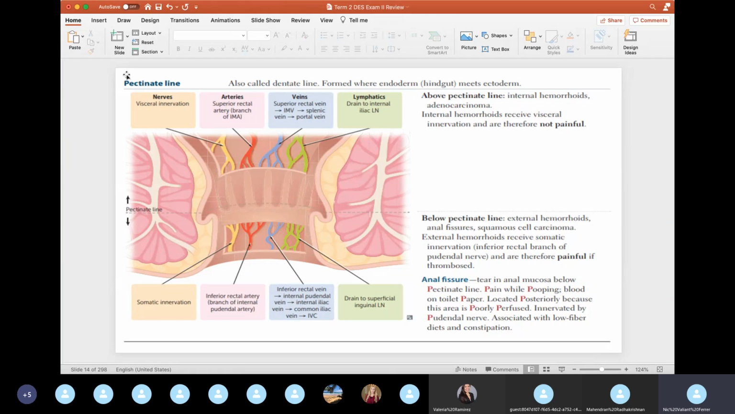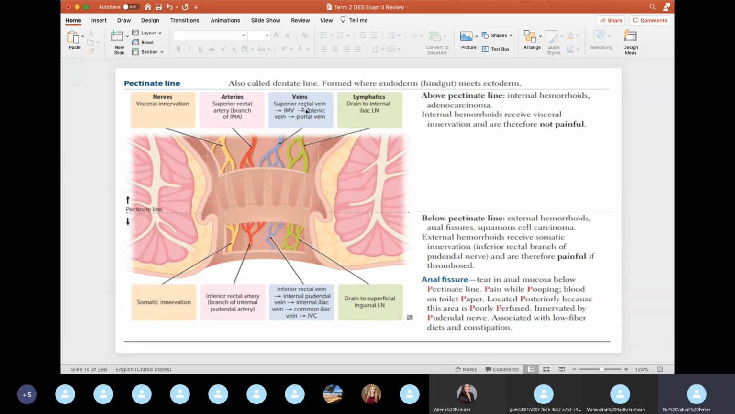This is high yield. Remember, the dentate line is formed what? It's formed where your endoderm, the hindgut, meets the ectoderm. Let's talk about above the pectinate line. What's the nerve? The nerve is visceral innervation. Visceral, therefore, painful or not painful? It's visceral. Not painful. Excellent. Look at the arterial blood supply. Superior rectal artery, branch of the inferior mesenteric artery.